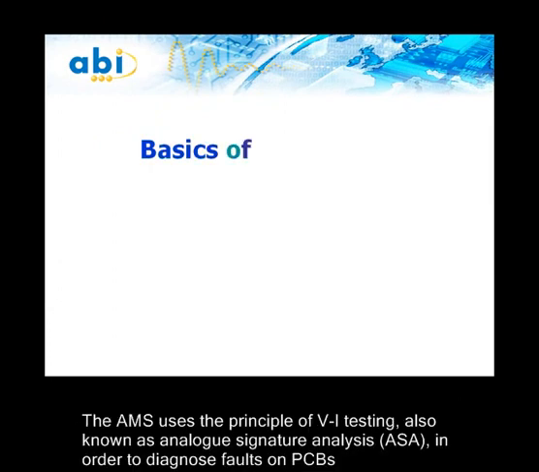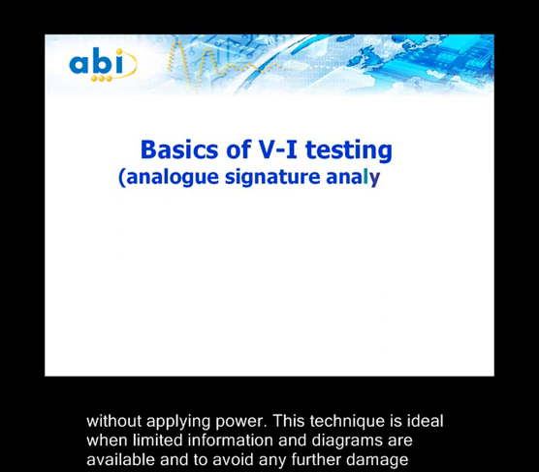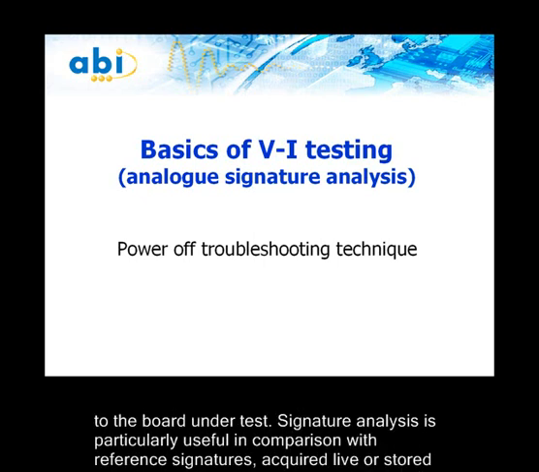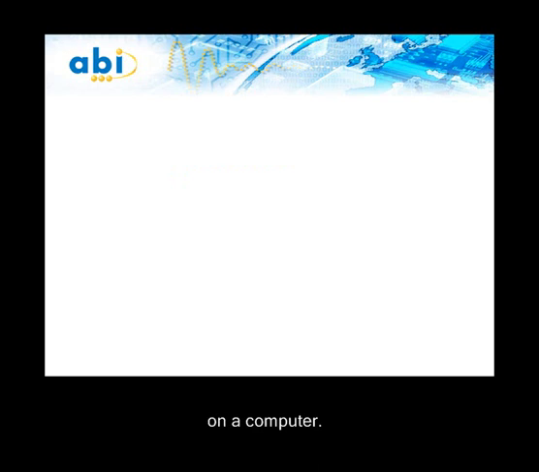The AMS uses the principle of VI testing, also known as analog signature analysis, in order to diagnose faults on PCBs without applying power. This technique is ideal when limited information and diagrams are available and to avoid any further damage to the board under test. Signature analysis is particularly useful in comparison with reference signatures acquired live or stored on a computer.